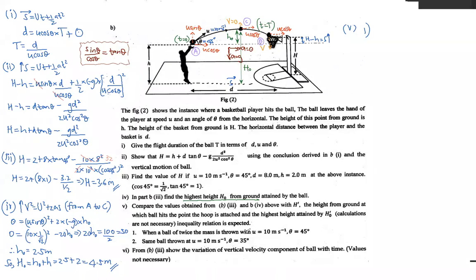Now they are throwing at the same initial velocity and same angle, but they are increasing the mass of the ball by twice. What will happen? Will H naught and capital H change? When they throw another ball of double the mass at the same speed and same angle, the new height is H dash and the new maximum height is H naught dash. Will they change? They will not change.